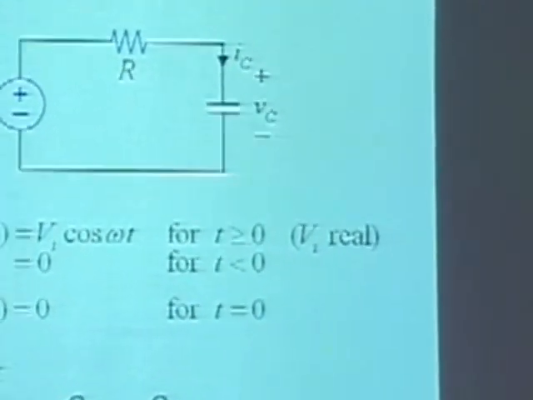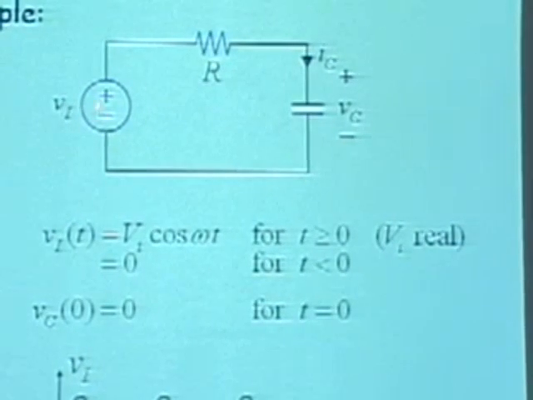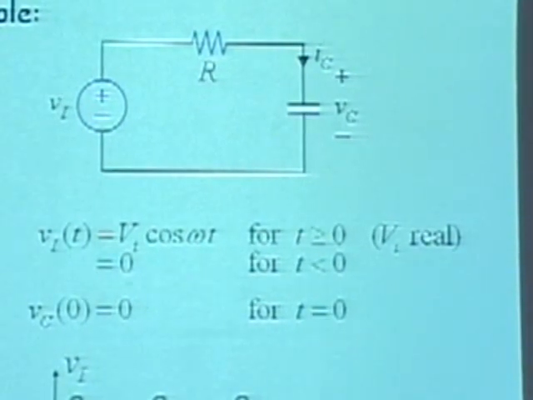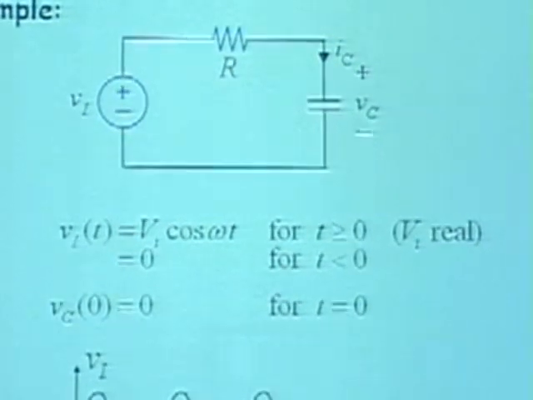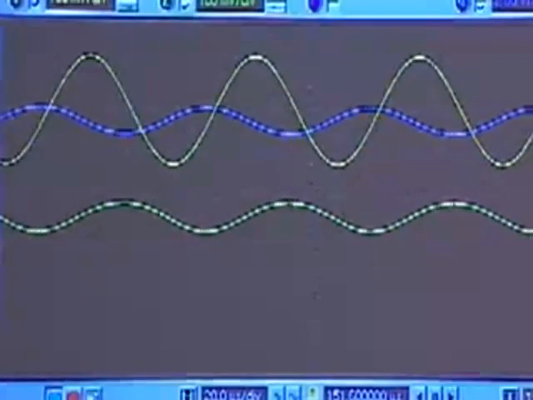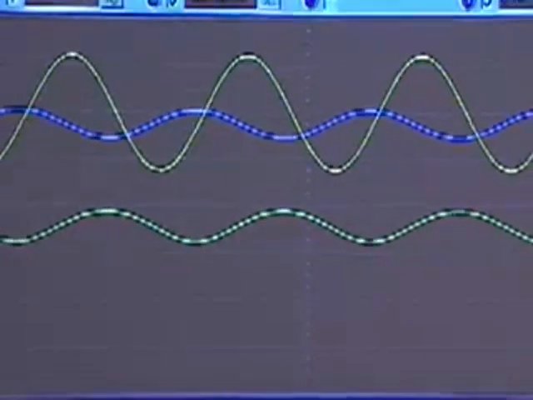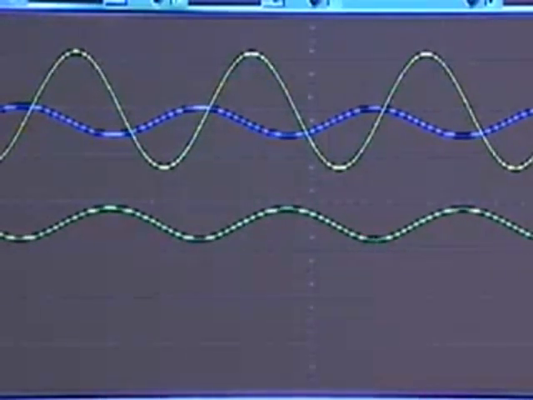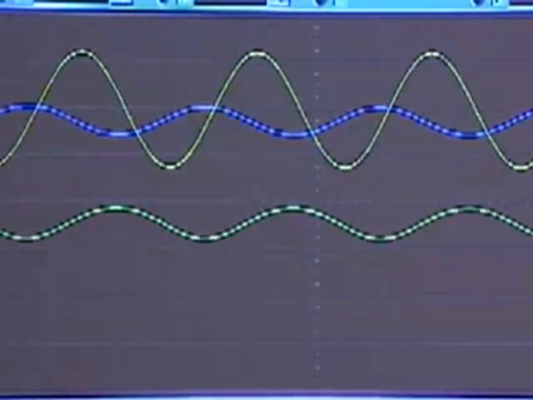My VI is a sinusoid. It's not a step this time, it's a sinusoid. So VI is a sinusoid, and I want to figure out what VC looks like. The behavior here tells me, I'll give you the answer, that when I feed a sinusoidal input, as the frequency increases, VC should be decreasing somehow, and also be shifting in phase. Let's do the derivation for that and see what happens.